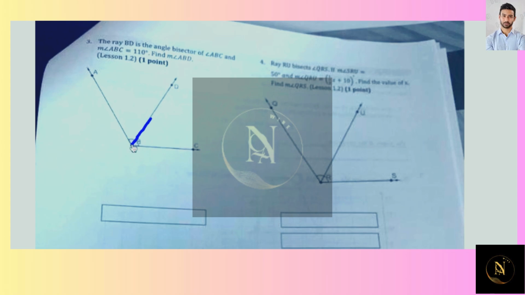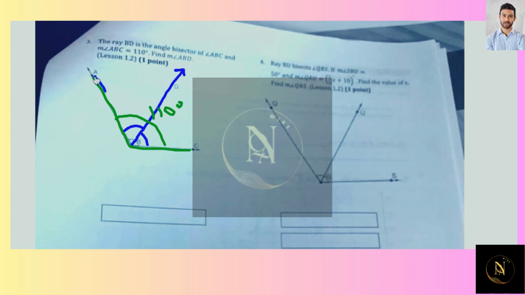So in the first one, ray BD, let me highlight that real quick in blue. That is ray BD, is an angle bisector, which means it cuts angle ABC into two congruent or equal measures. They are the same. And if we know that the measure of angle ABC, which I'm highlighting in green, because that's ABC, if the whole thing was 110, then what's the measure of angle ABD?